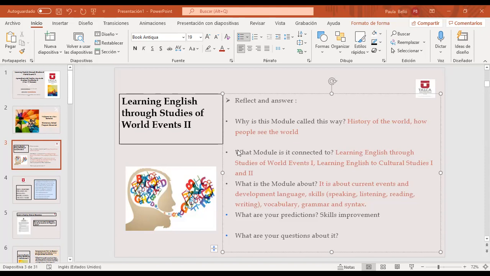Yes, and we will see in a minute something. So new learning about vocabulary, Romina, yes, of course. Skills improvement, improvement in vocabulary, yes.